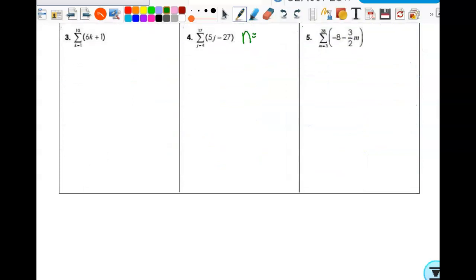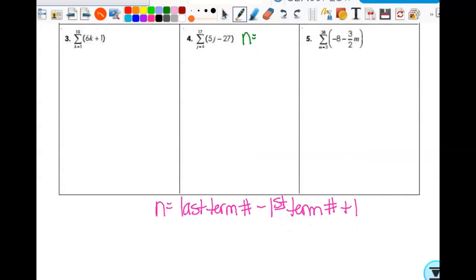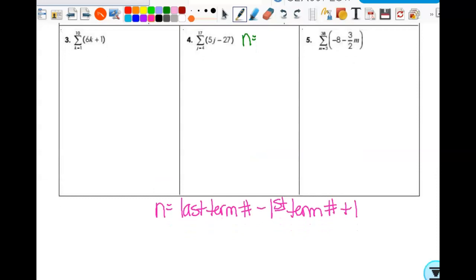Okay, so I think the easiest way to really think about this is to say that n is equal to last term number minus first term number, and then plus 1. Okay, add 1 to it. So go ahead and subtract like you were thinking, but then you have to add 1. So don't forget to add 1, or when your n's wrong, then nothing else is going to be right. Okay, we good with that? So that means that if I'm going to do 17 minus 4, that's 13, and then I add 1, so my n is actually 14.